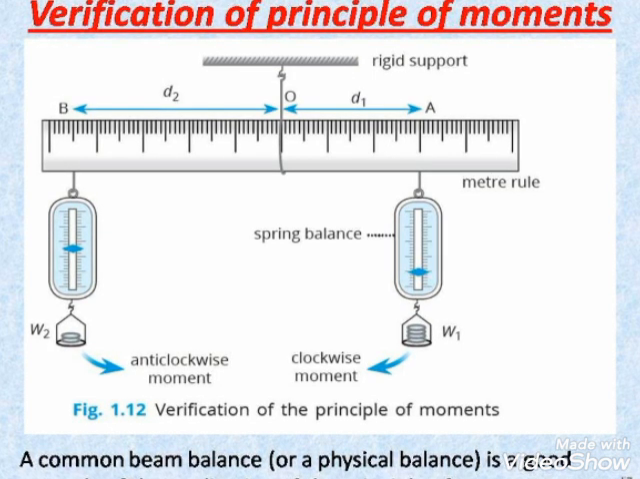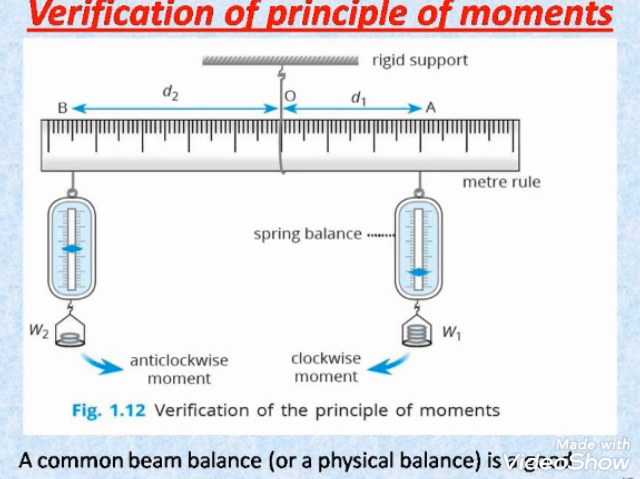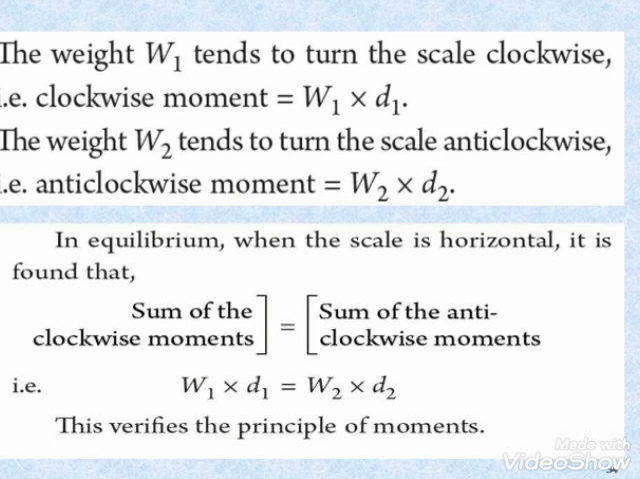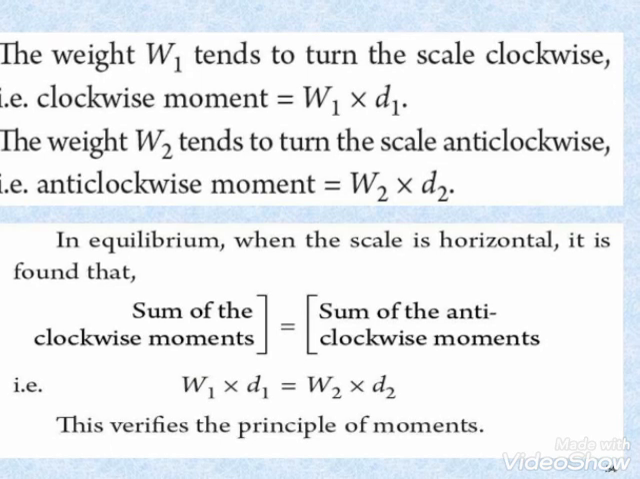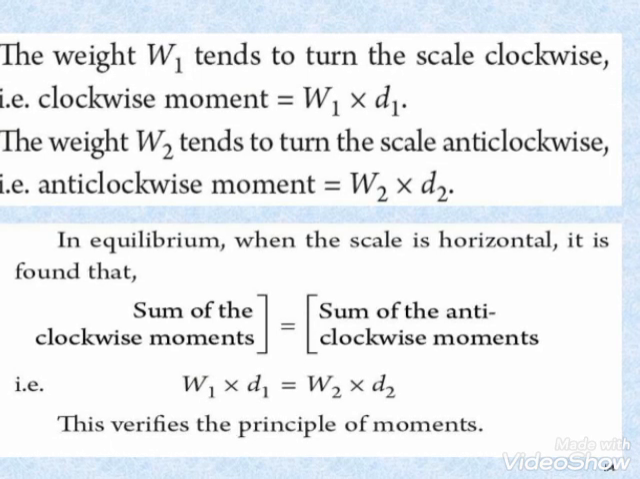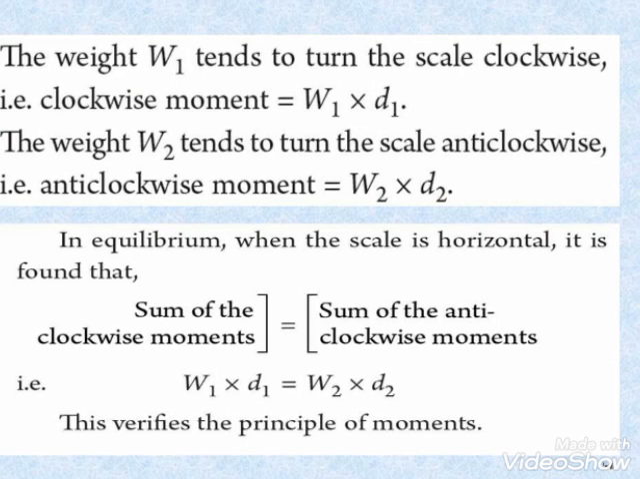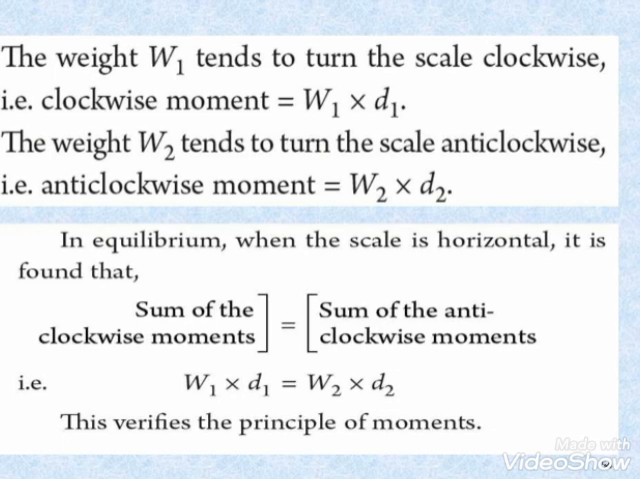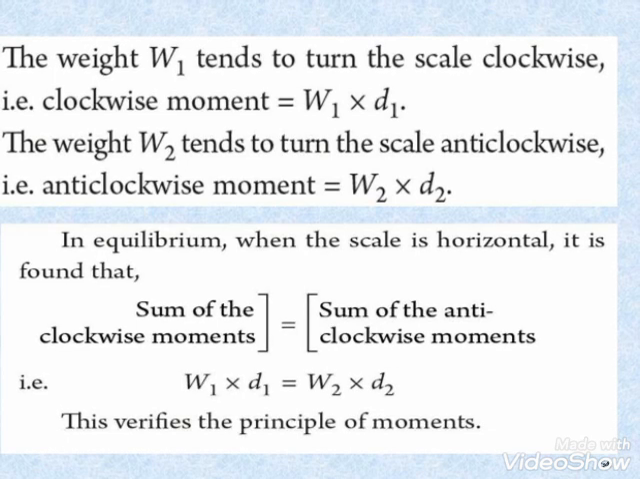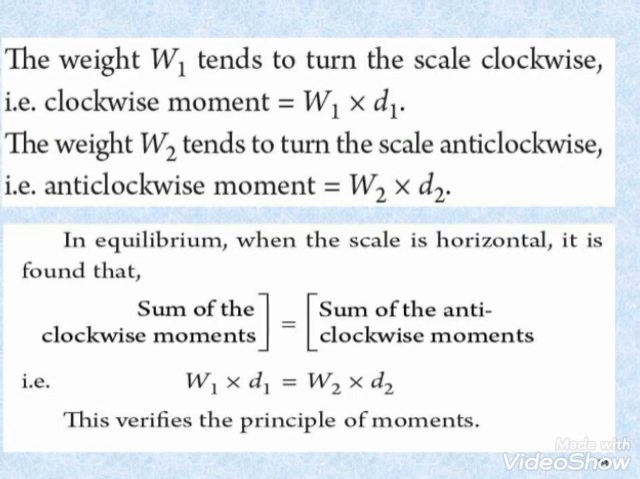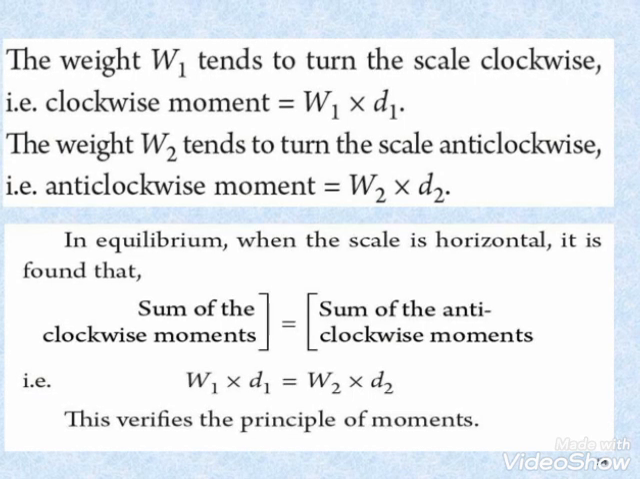Now in equilibrium, when the scale is in horizontal position, horizontal means it is not moving either downward or upward, that means it is in an equilibrium position. Then what do you observe? The sum of the clockwise moments will be equal to the sum of the anti-clockwise moments. As we saw in the picture, the anti-clockwise moment is equal to W2 into D2 and the clockwise moment is equal to W1 into D1. So according to the law of principle of moments, W1 into D1 is equal to W2 into D2.